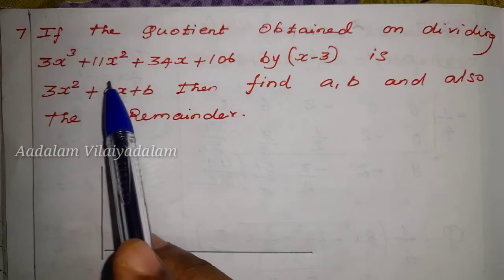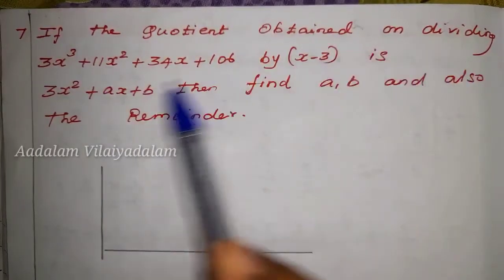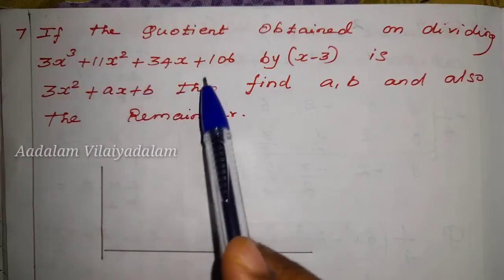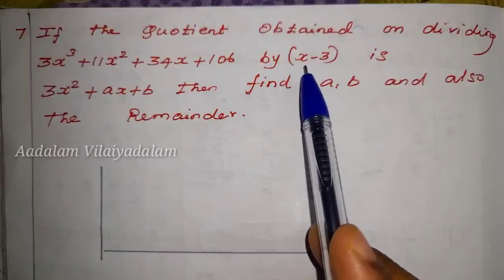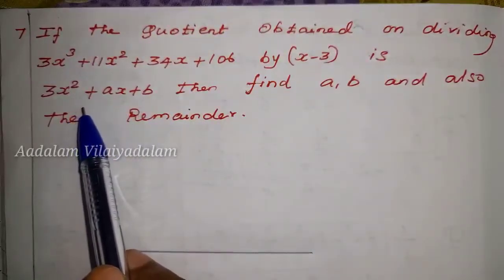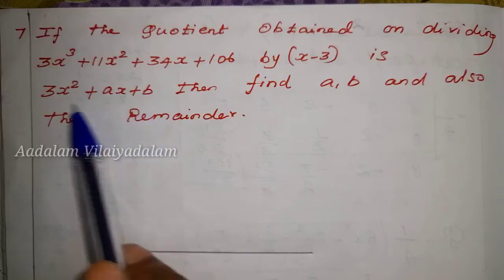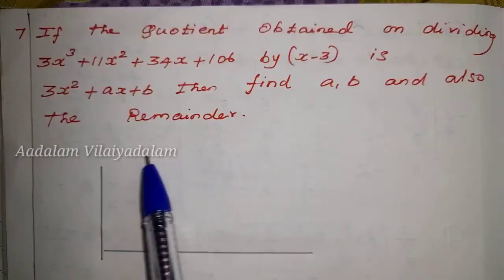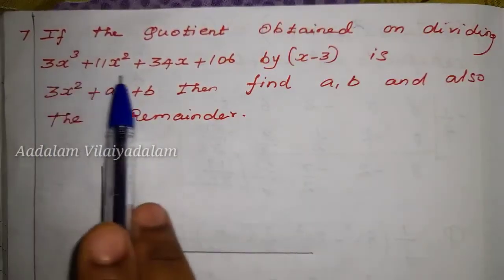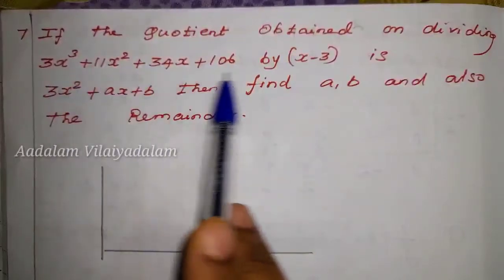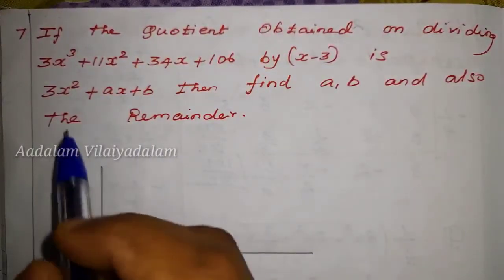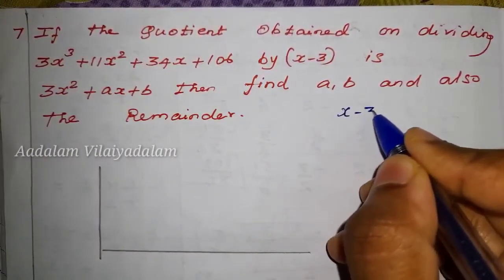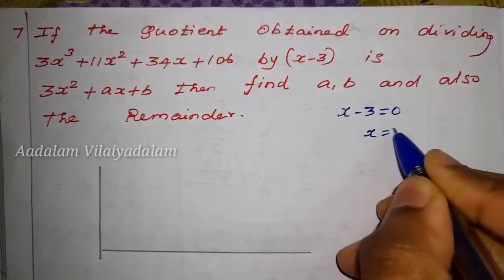Seventh question. If the quotient obtained on dividing 3x cube plus 11x square plus 34x plus 106 by x minus 3 is 3x square plus ax plus b. The quotient value is given. Then find the value of a and b and also find the remainder. So first find the quotient and remainder for this polynomial. We divide by x minus 3. x minus 3 equal to 0 means the x value is plus 3.